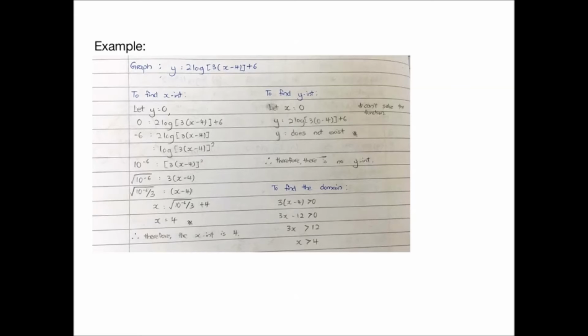The third step will be to find the domain. Now, it's very simple because we have to use the inside, which is the bracket x minus 4. And the inside cannot be equal to 0. So therefore, x cannot be 4, because 4 minus 4 will be equal to 0. So therefore, x must be more than 4.